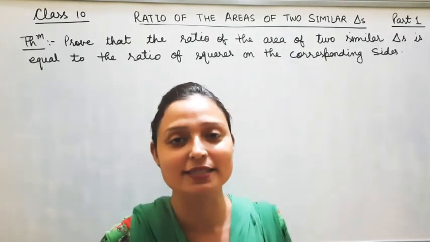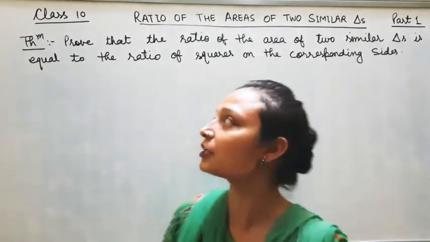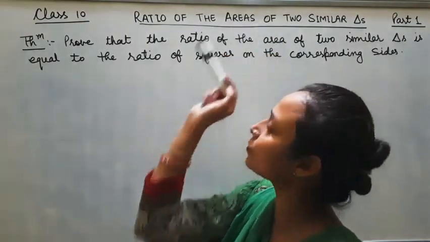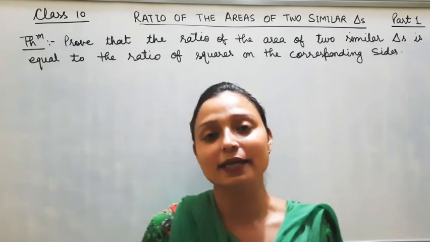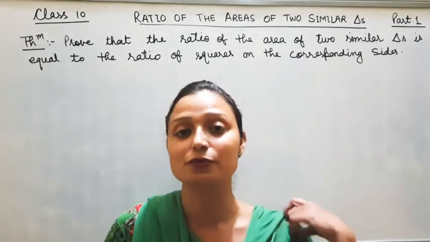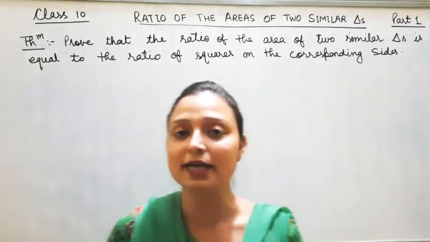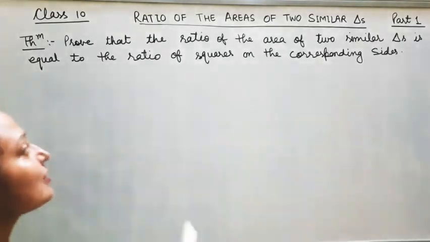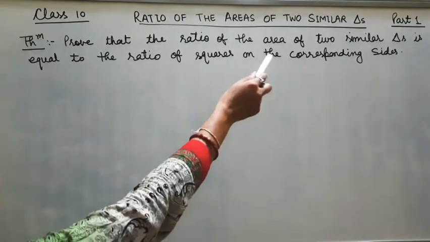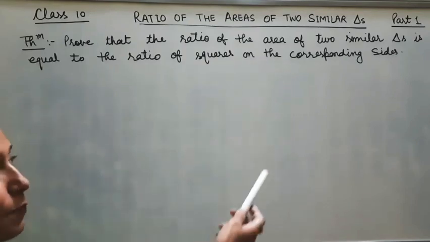In the lecture of class 10, today I will do the second theorem that is based on the ratios of the areas of two similar triangles. The next exercise is based on this ratio of areas of two similar triangles. So first of all I will do the theorem. What is that theorem? The theorem says that the ratio of the areas of two similar triangles is equal to the ratio of the squares of their corresponding sides.